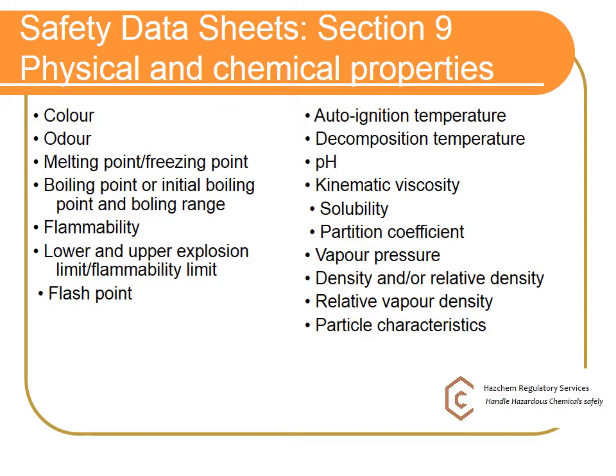Section 9. Physical and chemical properties. Color, odor, melting point, freezing point, boiling point or initial boiling point and boiling range, flammability, lower and upper explosion limit, flammability limit, flash point, auto-ignition temperature, decomposition temperature, pH, kinematic viscosity, solubility, partition coefficient, vapor pressure, density and/or relative vapor density, particle characteristics.